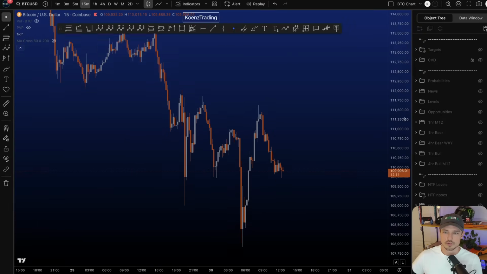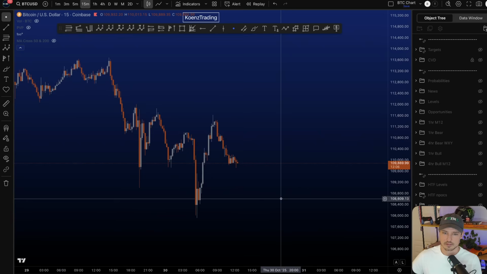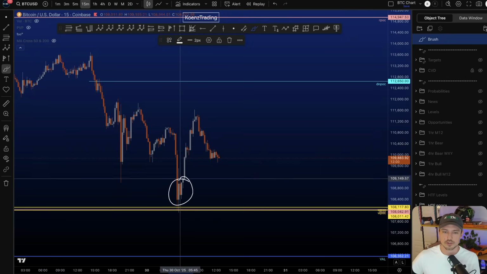So then we get to the opportunities on the chart that we have now. Open my levels here for a second. So there was an opportunity down here.